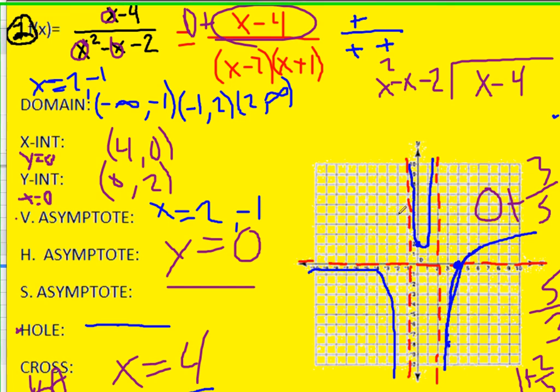This is about the most difficult problem that you're going to have because of the fact that the horizontal asymptote is right on the x-axis.